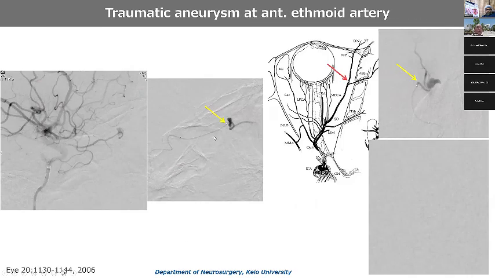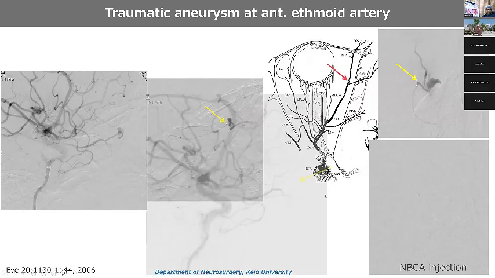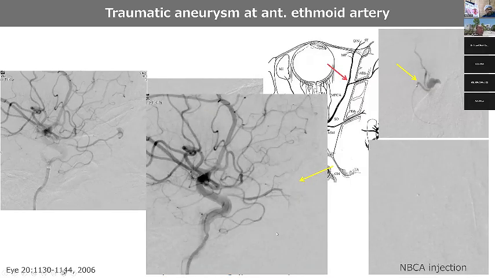In this case, we advanced the microcatheter through the internal carotid artery to the ophthalmic artery, and here we find this is a pseudoaneurysm at the anterior ethmoidal artery. We injected NBCA, because it is the ophthalmic artery, but the tip of the microcatheter is very far from the central retinal artery, so we could inject and treat this case. The aneurysm has disappeared and there was no bleeding afterward.